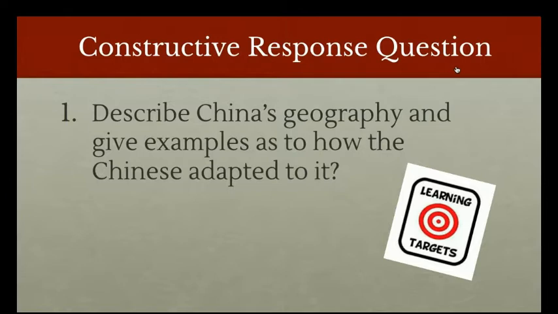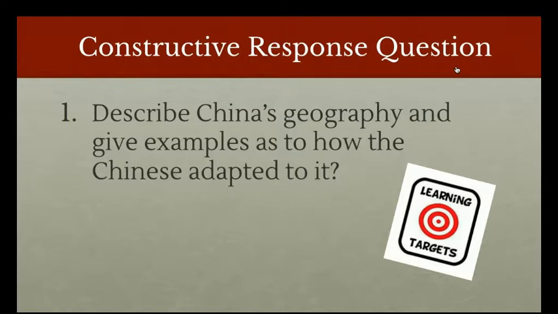You have one constructive response question. So those of you in my class, you should be writing this down on your notes packet. The question says this: describe China's geography and give examples as to how the Chinese adapted to it. So we're going to list several different geographic pieces in and around China, but the key to this is the second part of the question. It says, how did the Chinese adapt to it?